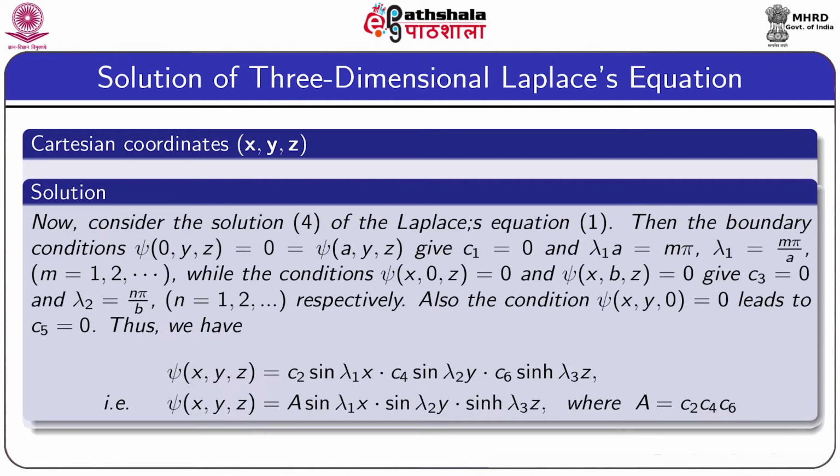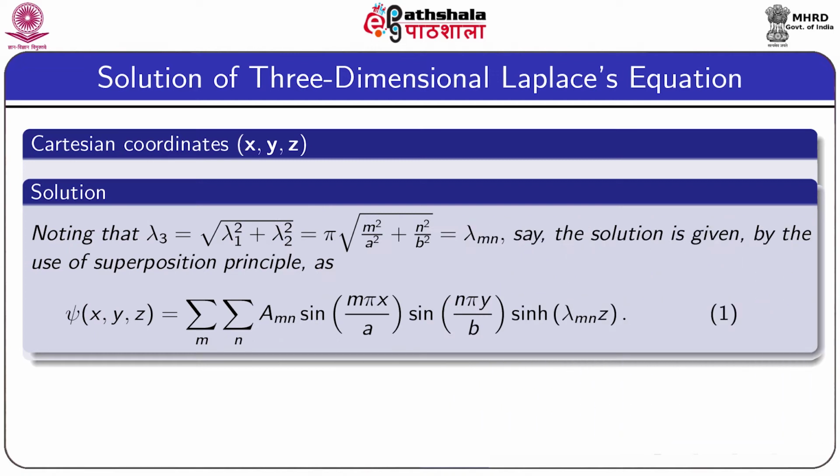Now we note that in this solution, lambda 1 and lambda 2 are not arbitrary. They can take the values m pi by a and n pi by b respectively, and lambda 3 is dependent on lambda 1 and lambda 2 by the relation lambda 3 equals square root of lambda 1 squared plus lambda 2 squared. So, if we substitute the values of lambda 1 and lambda 2, we get the value of lambda 3 as pi into square root of m squared by a squared plus n squared by b squared. And you can see that the value of lambda 3 depends on the values of m and n. That is why we wrote lambda 3 as lambda m n.